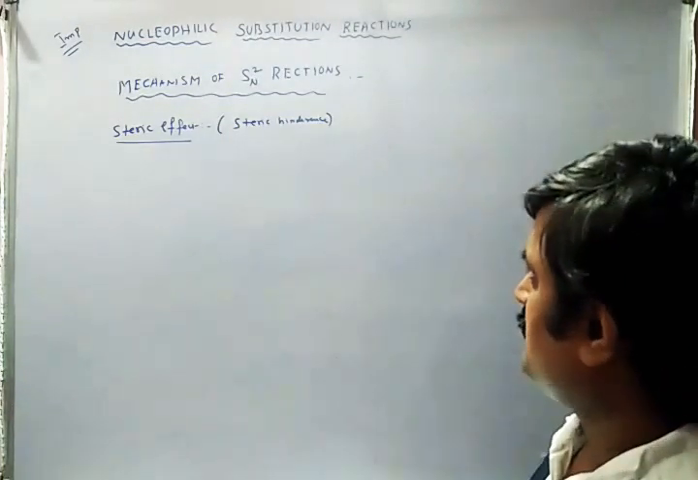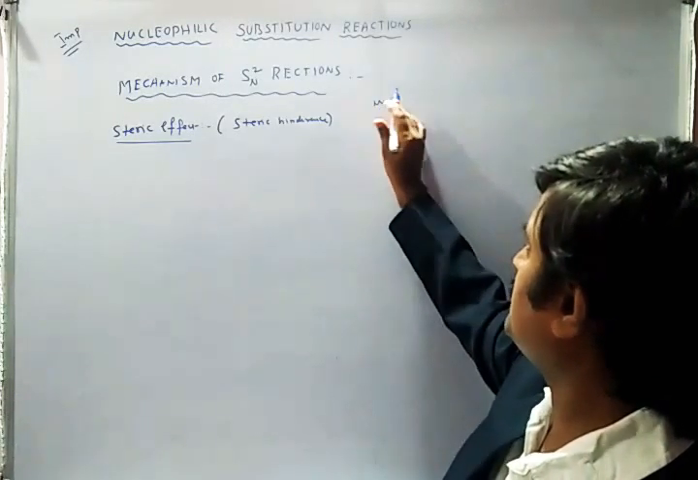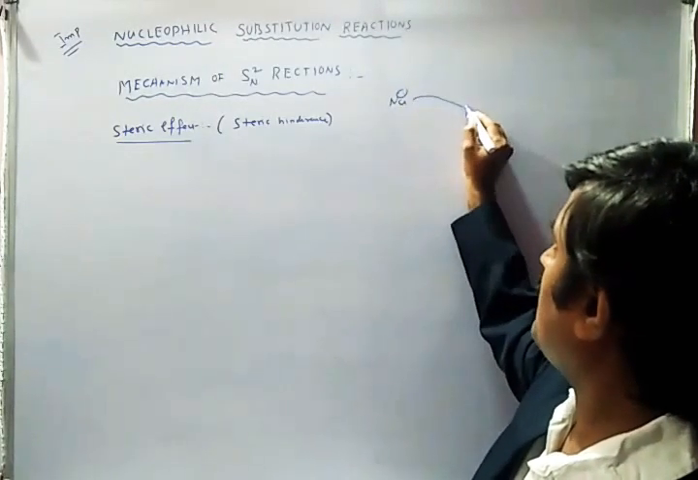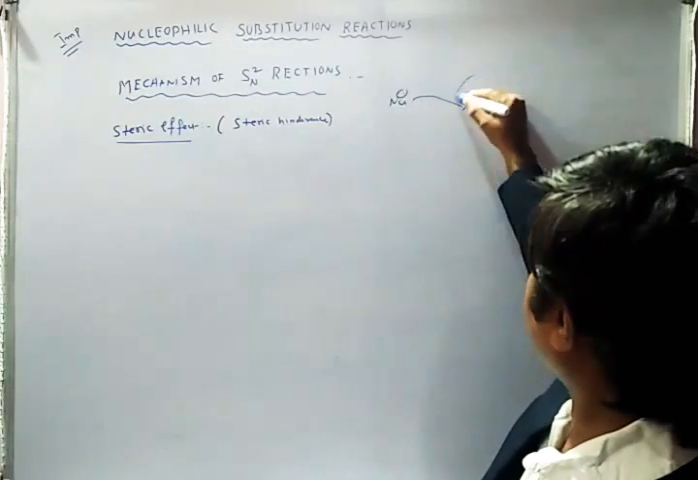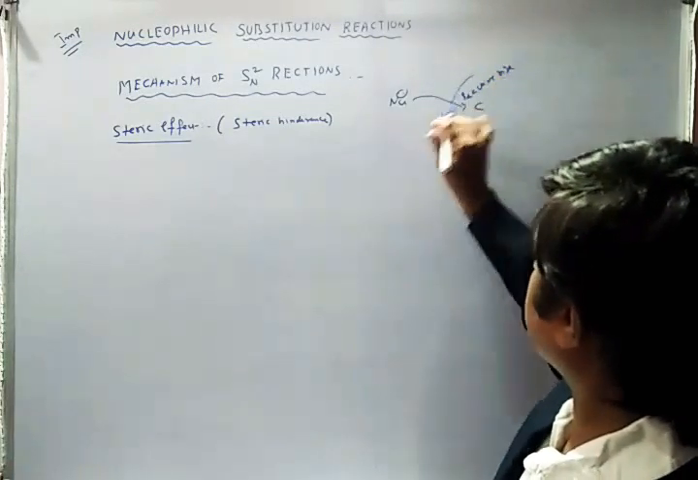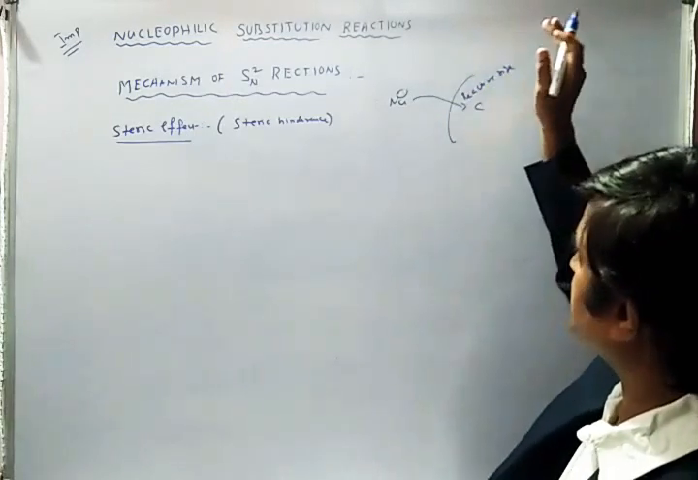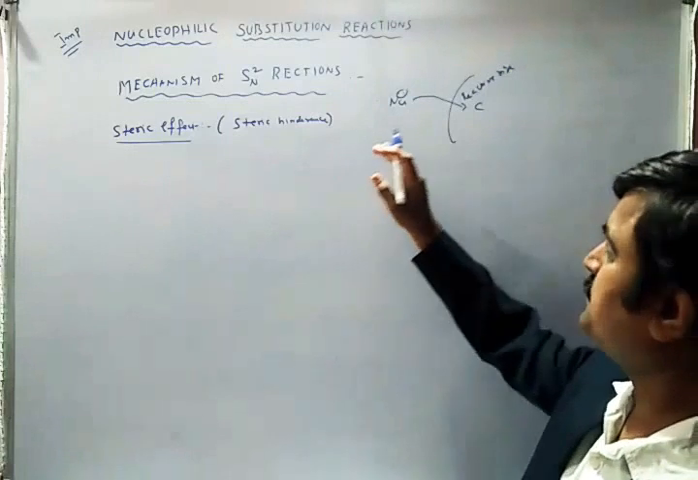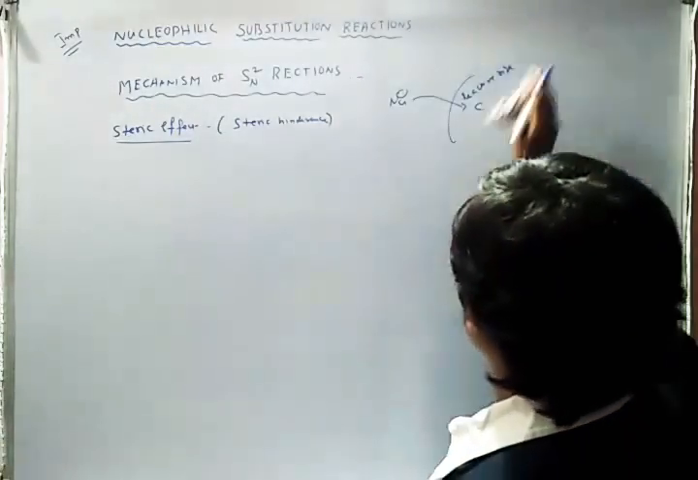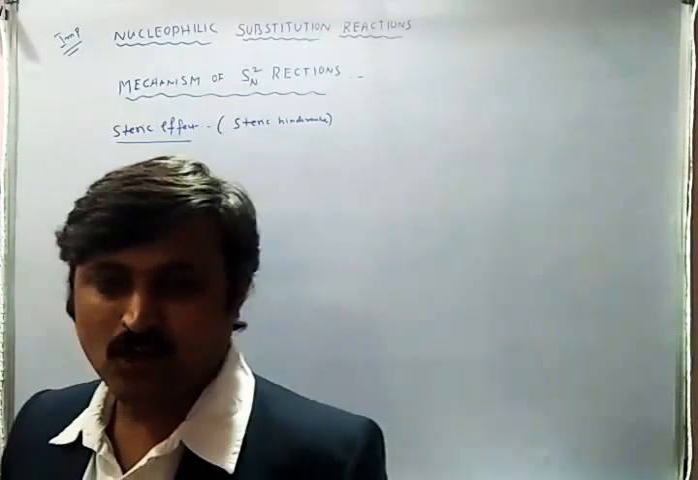Obviously, if you see the nucleophile coming onto the carbon, this is a nucleophile. When it is coming onto the carbon, this entire portion is called the reactive site. This area will be reduced when bulky groups are attached to this carbon. This is why we can call steric hindrance one of the important factors deciding the rate of reactions. As a consequence, what will happen?